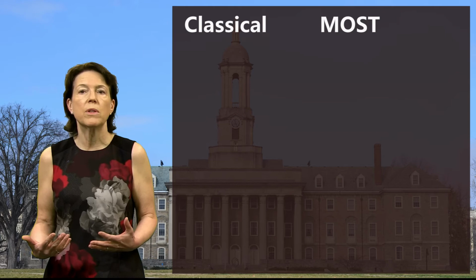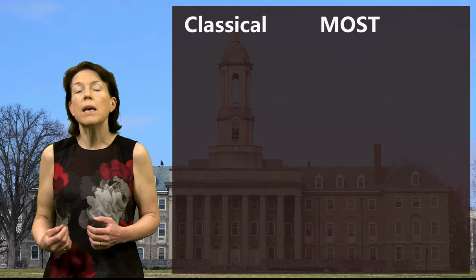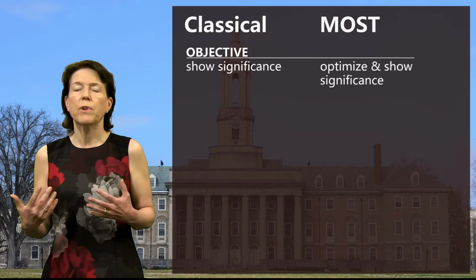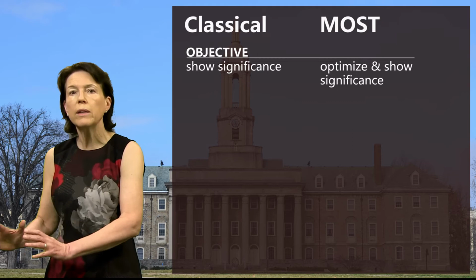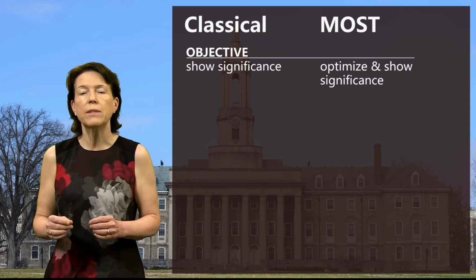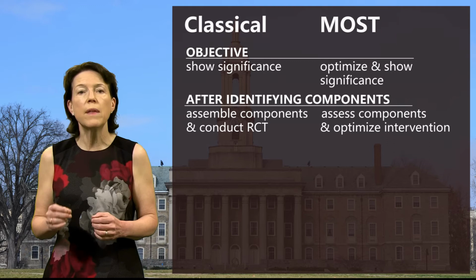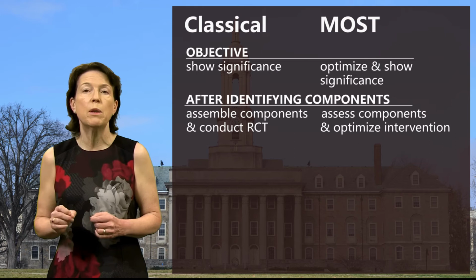There are some important differences in perspective between the classical approach and MOST. The objective of the classical approach is to develop an intervention that demonstrates statistical and, of course, clinical significance. The objective of MOST is to develop an intervention that has been optimized and is statistically and clinically significant. In the classical approach, the next steps after identification and pilot testing of components are to assemble the intervention and then go directly to an RCT. By contrast, in MOST, after the intervention components are identified, the next step is not the RCT. Instead, it's to conduct experimentation to assess the effects of the components and then optimize the intervention. Only then is the intervention evaluated by means of an RCT, and it's only evaluated by means of an RCT if it looks sufficiently promising.